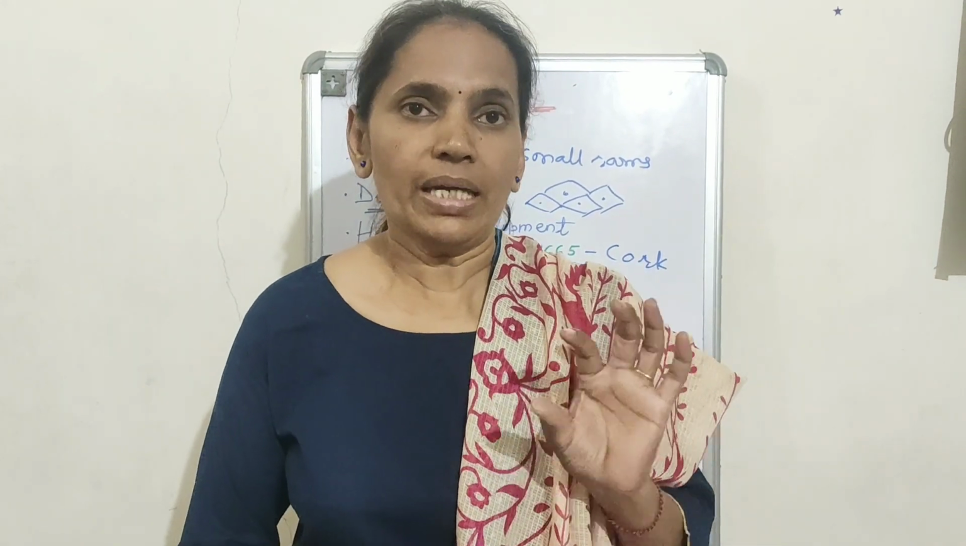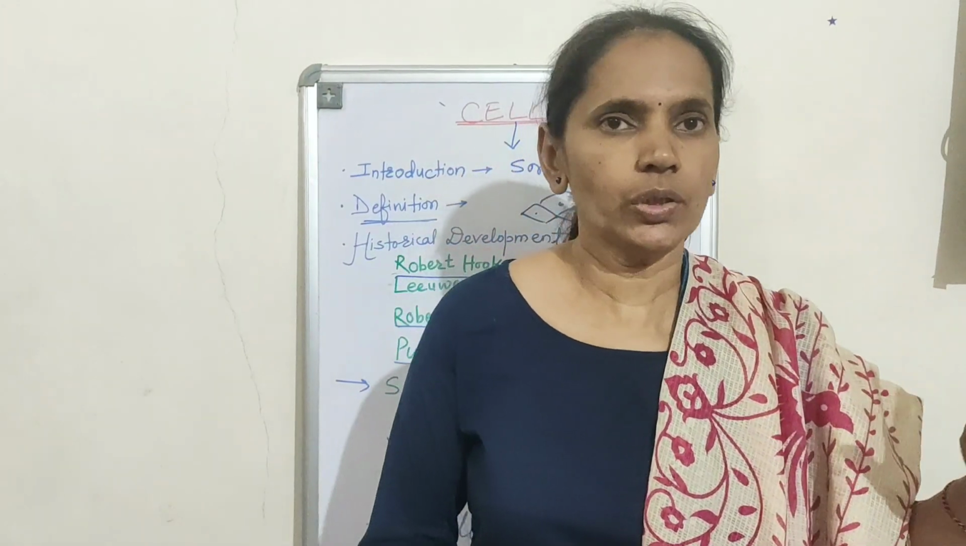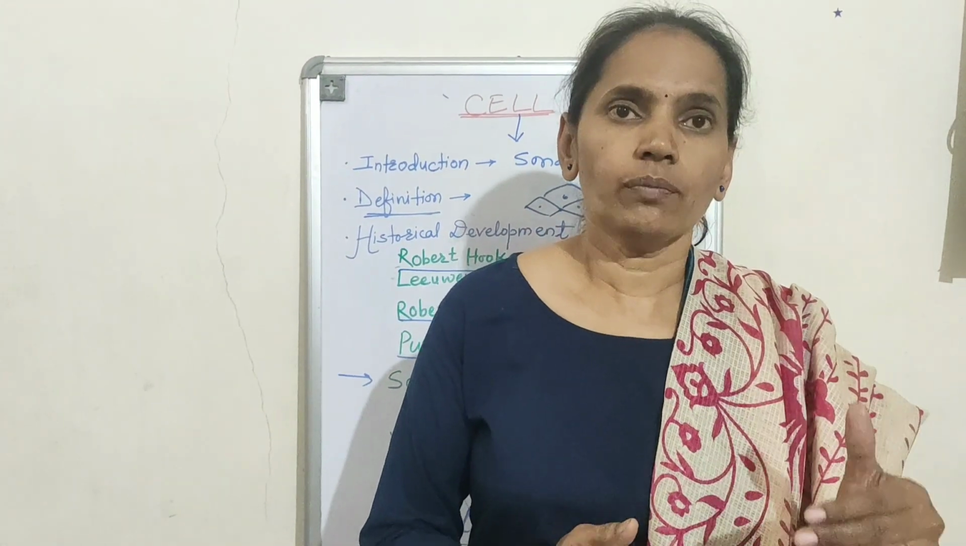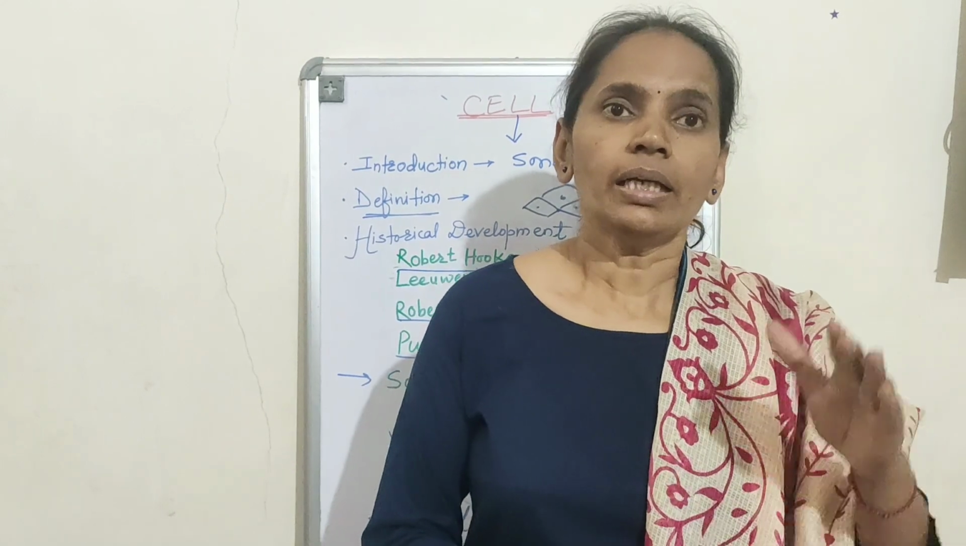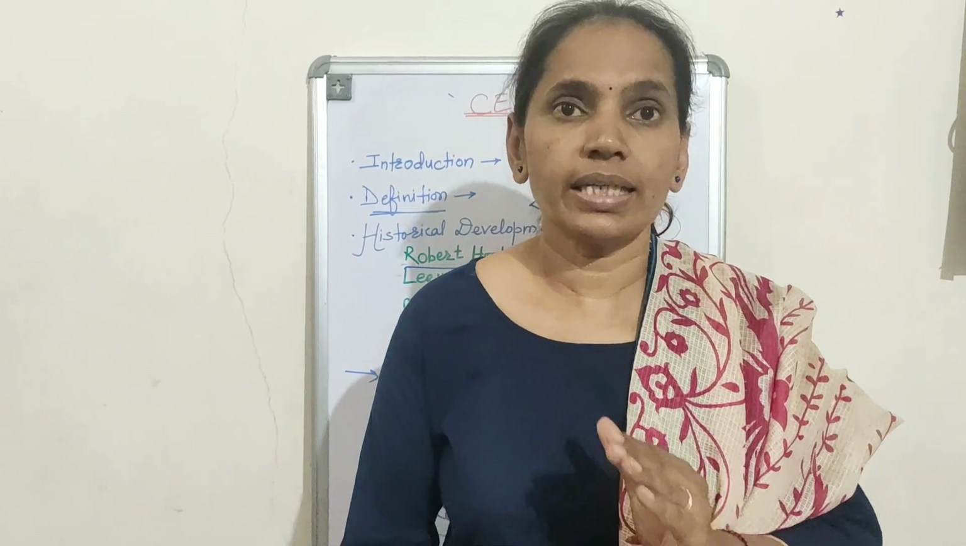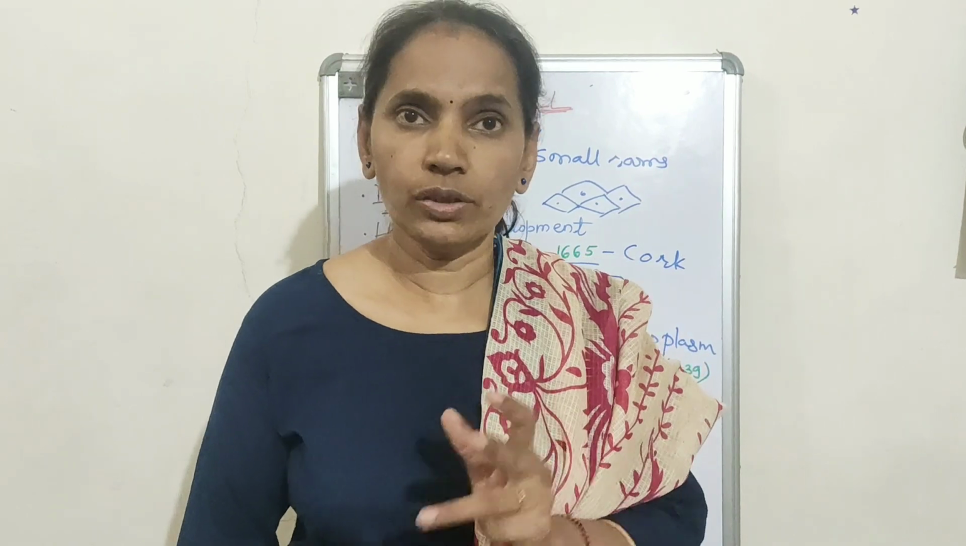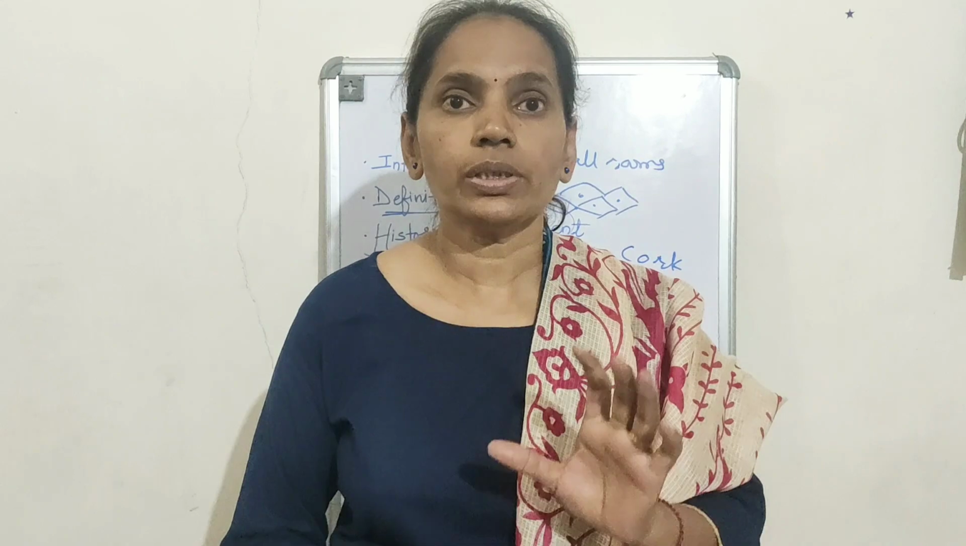Before concluding today's session, let's have a small recap. We have gone through the basic concepts of the cell. The cell is the basic unit of life, or we can simply say it is the structural and functional unit of life. In the discovery of the cell and cell biology, the major contributions were by the scientists Robert Hooke, Antony van Leeuwenhoek, Robert Brown and Purkinje, and the major contribution of the cell theory is by Schleiden and Schwann.